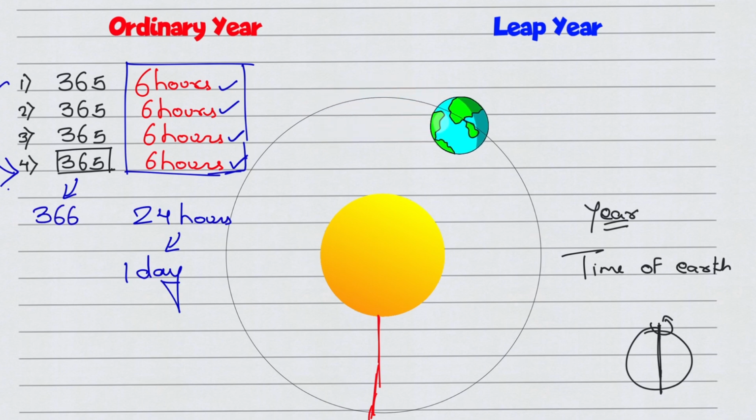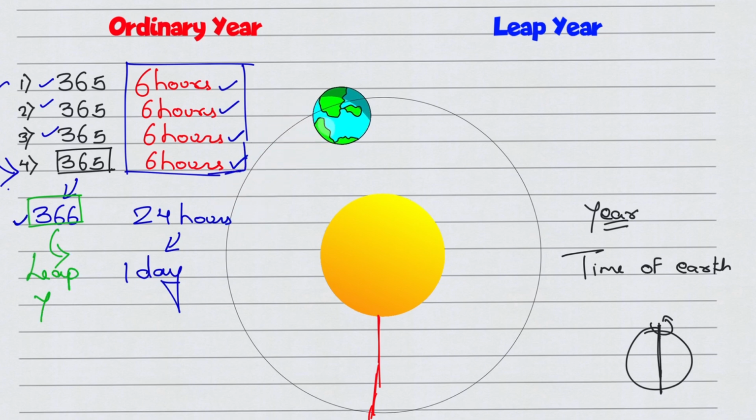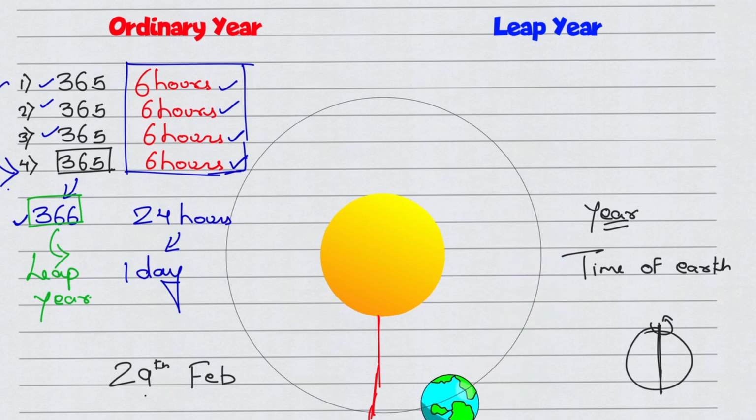Why? Because the 18 hours taken from the previous 3 years and the 6 hours of the current year will make a total of 24 hours, and 24 hours is nothing but one full day. So I have 365 days, 365 days, 365 days, and suddenly 1 year will have 366 days, which is repeated in every fourth year. And this year which has 366 days is called your leap year. And where do you add this leap year? If asked where in the calendar you will see this leap year, it is always 29th of February.